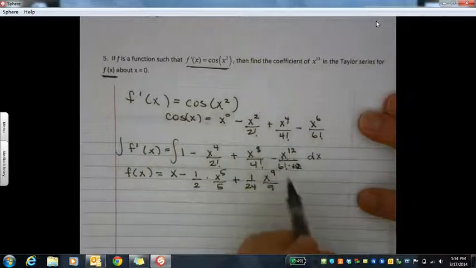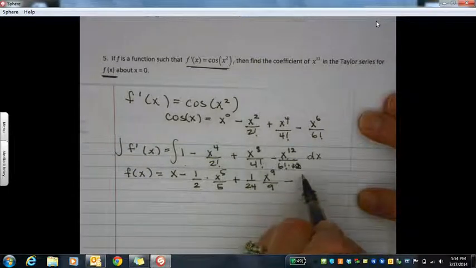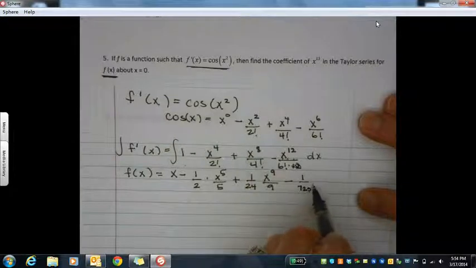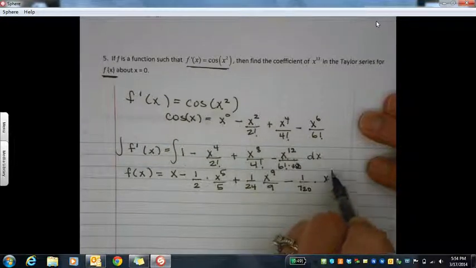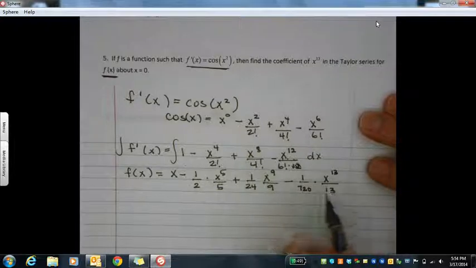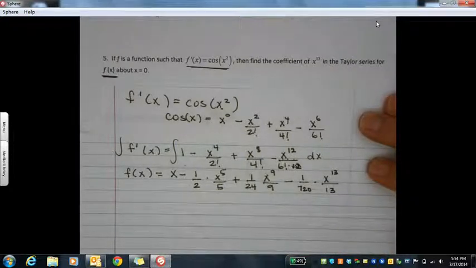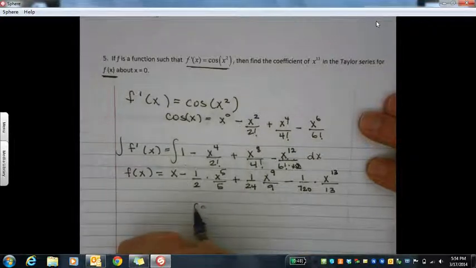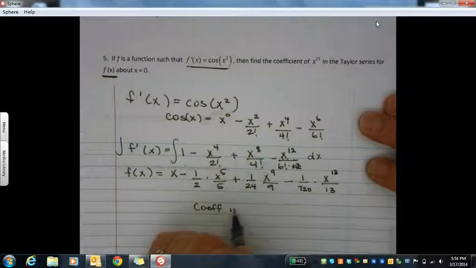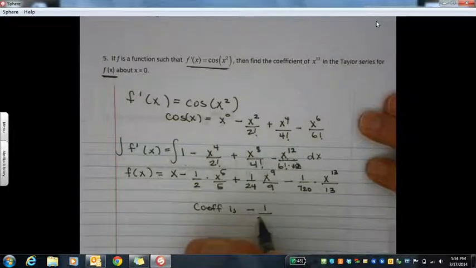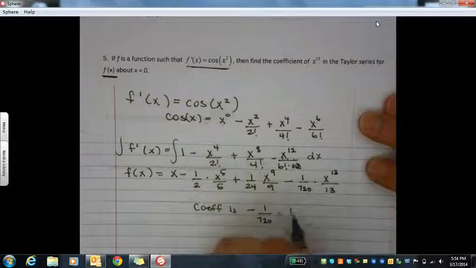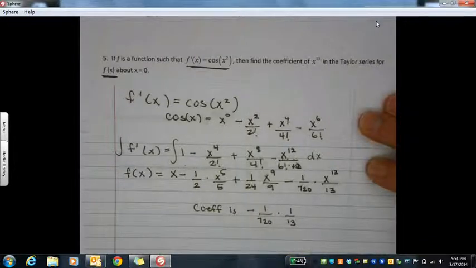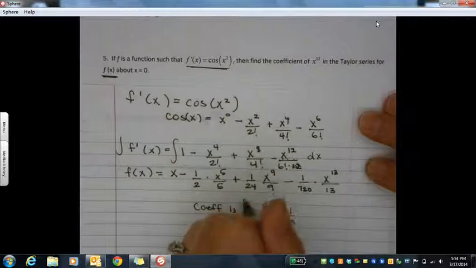So now I'm going to integrate. I have 1 over 6 factorial, which is 720. Then add 1 to the power, so 13, divided by 13. The question was, find the coefficient of x to the 13th. So my x to the 13th term is down here, and its coefficient is negative 1 over 720 times 1 over 13. And that is my coefficient.